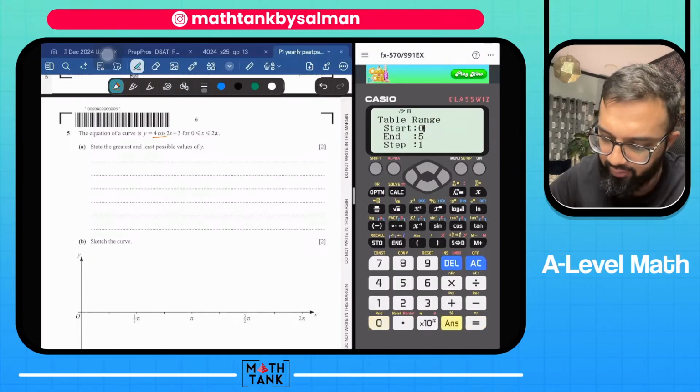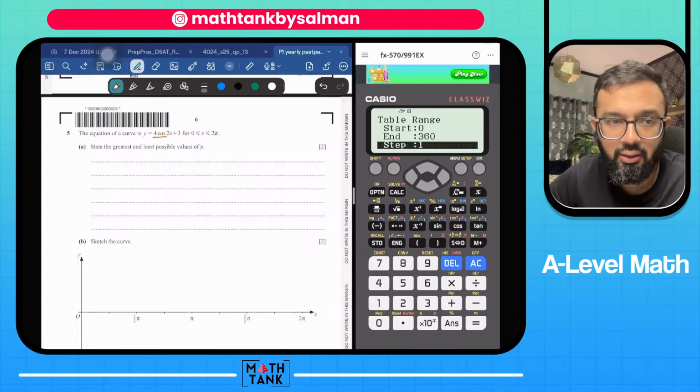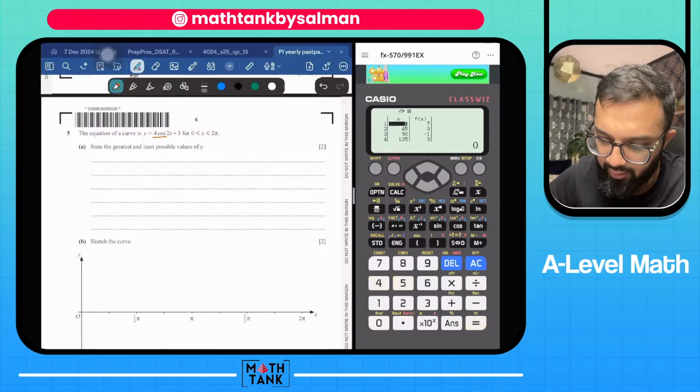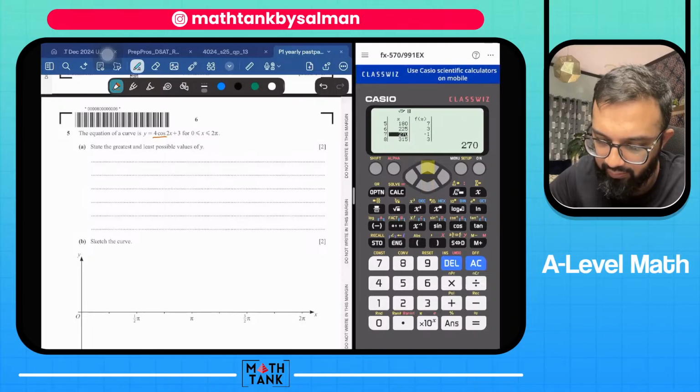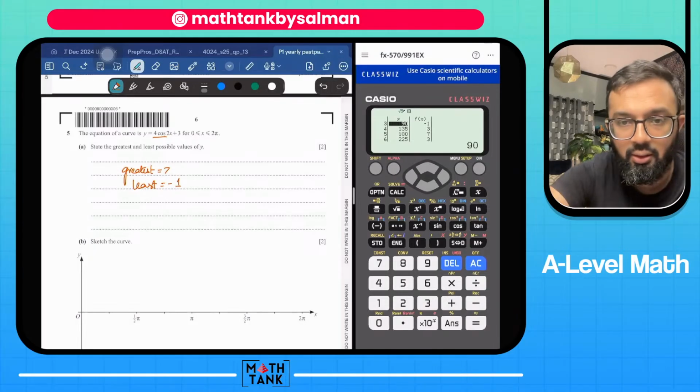Okay, let's start at 0 and end at 360. Since the step by default is 90, I will divide it by 2 and say that the step is now 45. Okay, so what's the highest value that I see? I can scroll down and see that the highest value is 7. So greatest is 7 and least is -1.